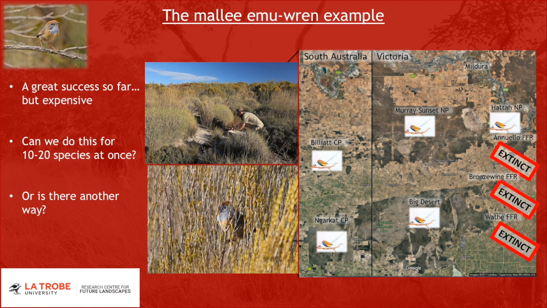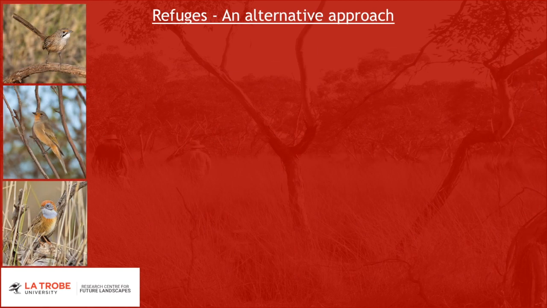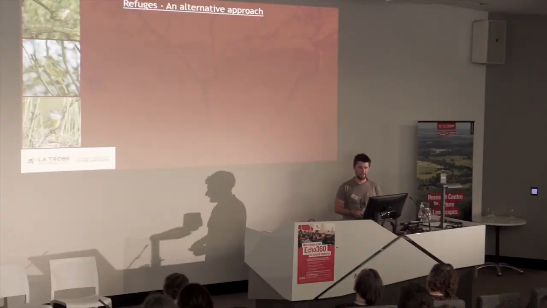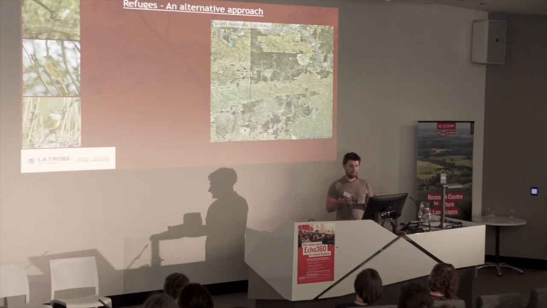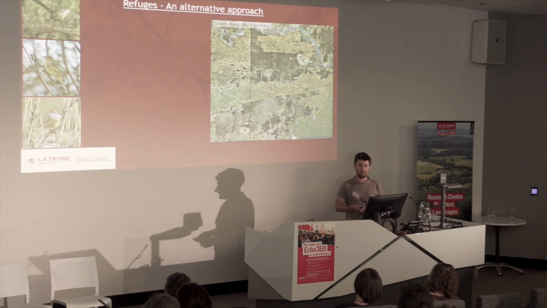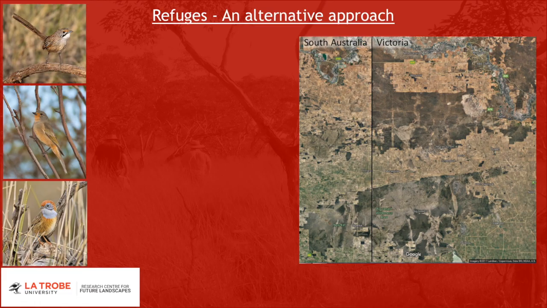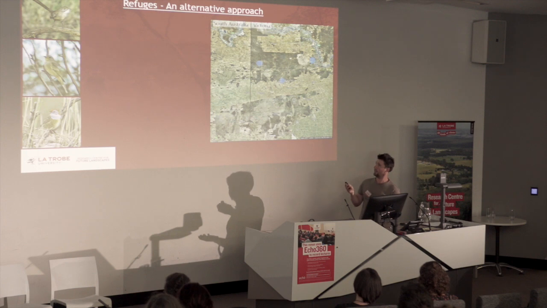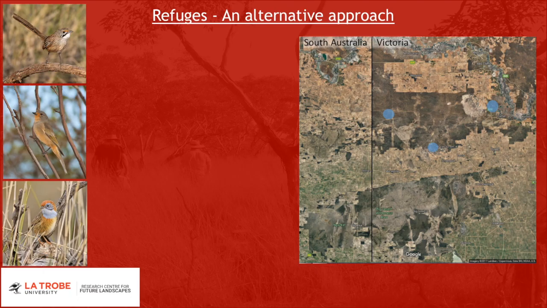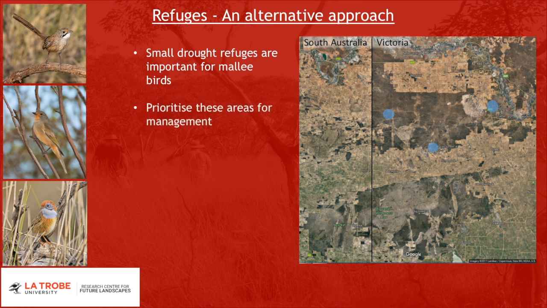So I want to present an alternative approach, which is harnessing the power of refuges that we should consider. So again, we look at this same landscape, and there is some other work I've been doing. I've identified some really important key drought refuges for the mallee emu-wren, which are in these places in the blue circles. And it's also not just the mallee emu-wren, it's covering multiple species like the striated grasswren and the red-lored whistler. So these small drought refuges are actually really important for mallee birds. So we could prioritise these areas for management. Seems like a good idea.